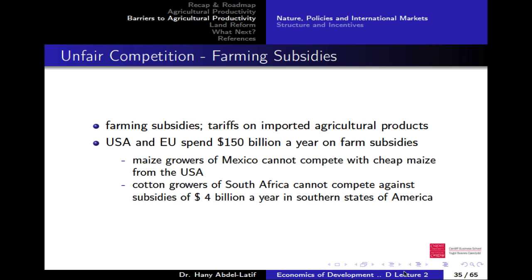Can you imagine? So you're going to tell me that a maize grower in Mexico will be able to compete with the US farmers, or a cotton grower in South Africa will be able to compete with US American farmers? No way. Okay, so I was looking for some statistics to show these things. I found a nice article about this. I haven't seen it before, but when I found it, it was very interesting.